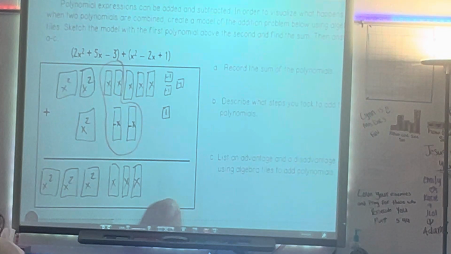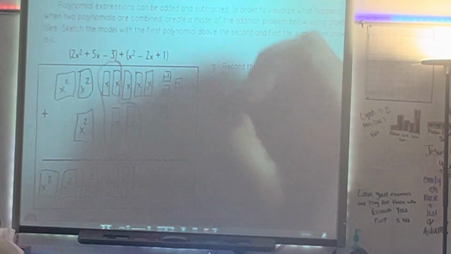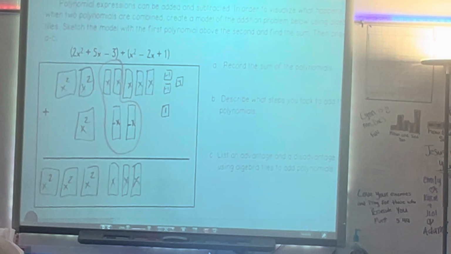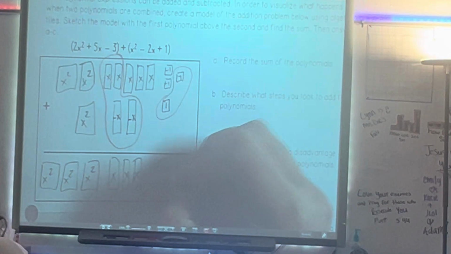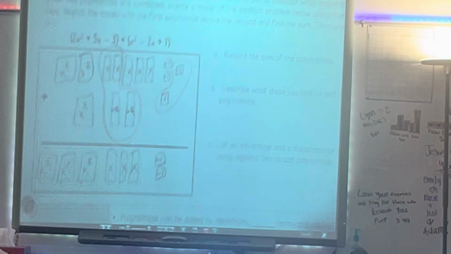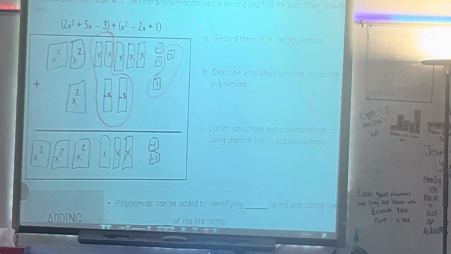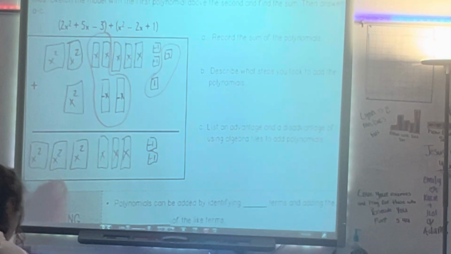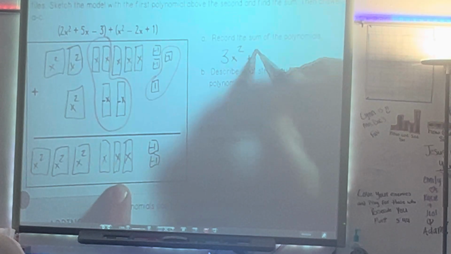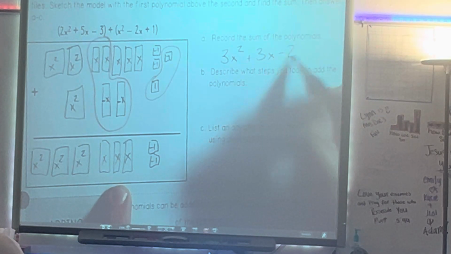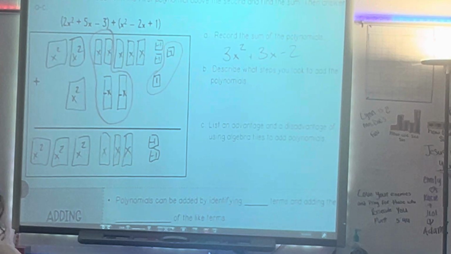Alright, and what about over here? What happens with these, with the ones? Yeah, this one cancels one of your negatives, right? So I end up with something that looks like this, right? Like that's what we've got. I know it's really messy and sloppy, but that's what we have. Alright, so what would we write as the sum of our polynomials here? Minus 2. Very good.